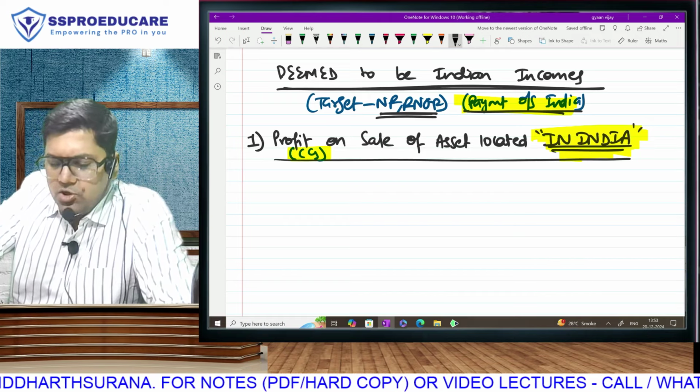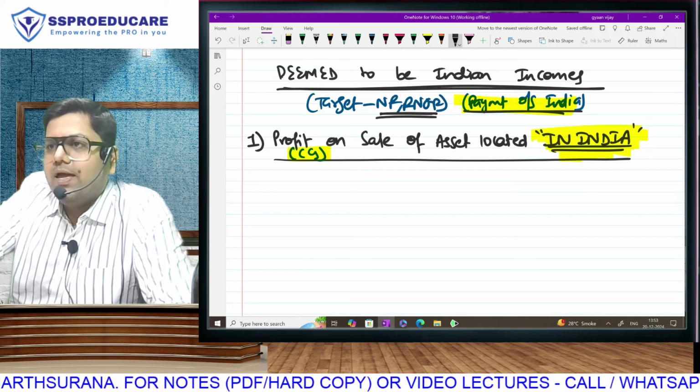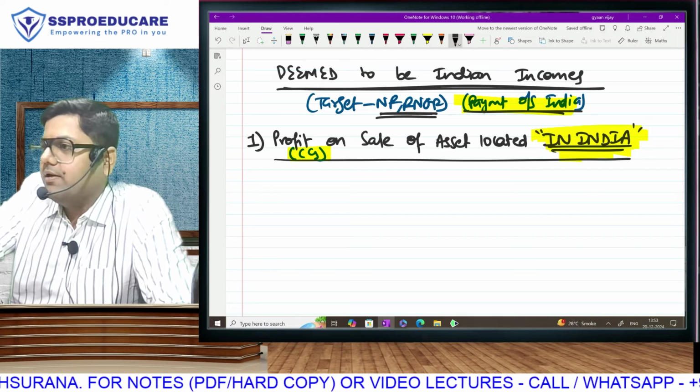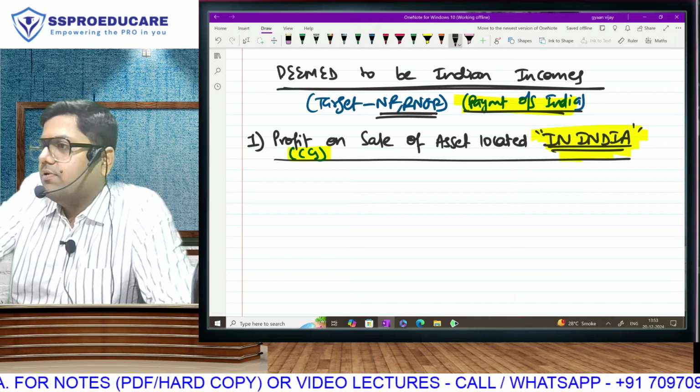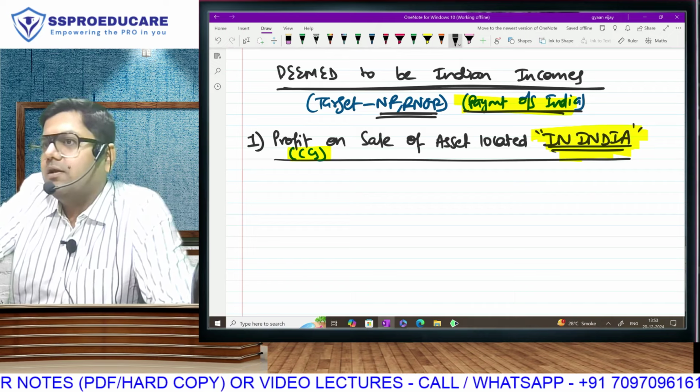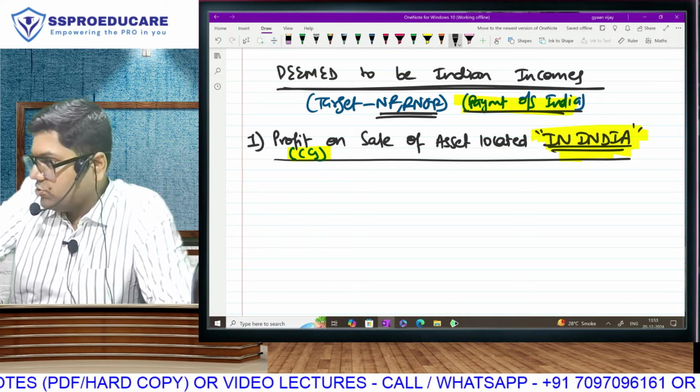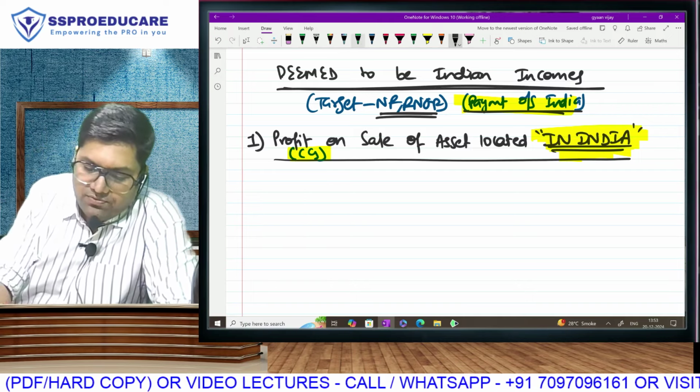But as of now, profit on sale of an asset which is located in India is going to be considered deemed to be Indian income. Sir, why? What is the logic? Understand with the help of an example.